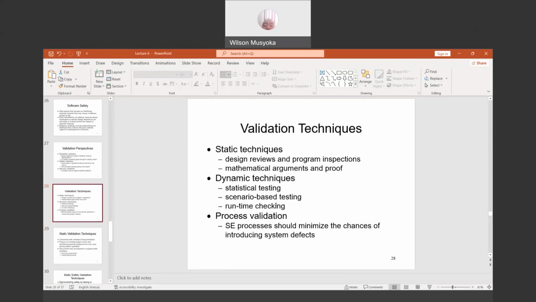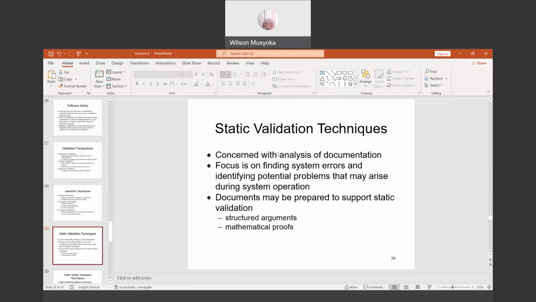Then, what are the validation techniques? We can have static techniques such as design reviews and program inspections, mathematical arguments. We can also have dynamic techniques such as statistical testing, scenario-based testing, and runtime checking. Then there is process validation, whereby software engineering processes are minimizing the chances of introduction of system defects. And here we discuss the static validation techniques, which could include things like structured arguments and mathematical proofs.